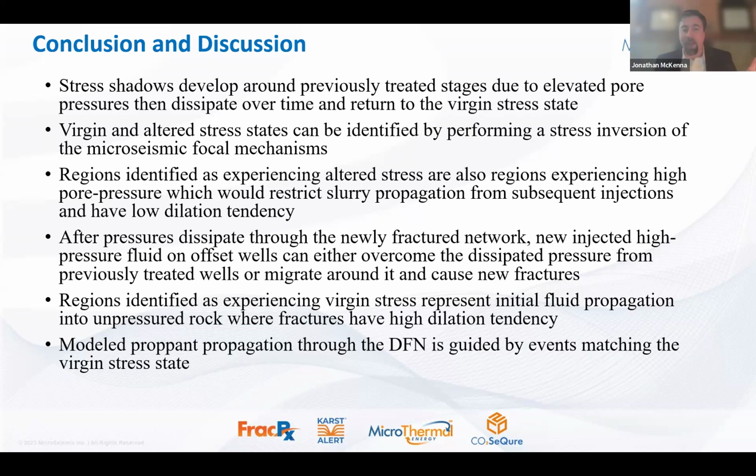After that pressure dissipates through the newly fractured network, newly injected pressurized fluid on offset wells can overcome the pressure, because that pressure has now gone away. Otherwise, you would just be sending a lot of fluid and proppant back to the previously treated well and stage.